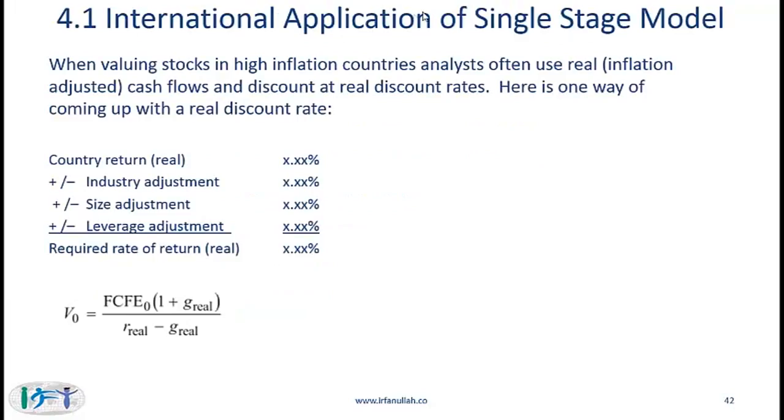Okay, so 4.1, international application of a single stage model. Now, when this particular reading talks about international, it is actually specifically talking about countries where there is relatively high inflation. So if I were naming this section, I would really refer to it as emerging markets. When you are investing in stocks in high inflation countries, then typically you will use real cash flows and then real interest rates to discount numbers. Because with inflation, if the numbers are high, they might be hard to predict in nominal terms. So you bring everything to real terms. And as we've seen in corporate finance, if you are projecting your cash flow in real terms, then you should also discount using a real rate as opposed to a nominal rate.